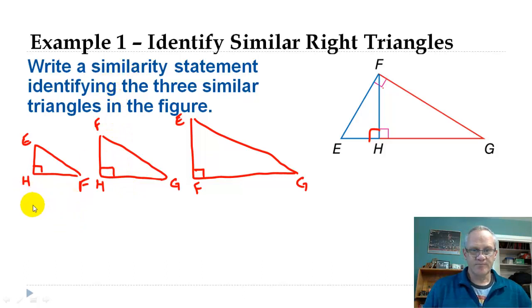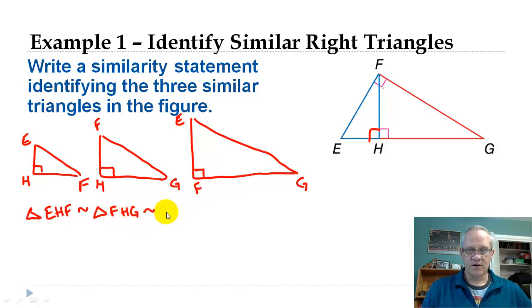It says write a similarity statement. Okay, so on this first one, I'm going to say triangle EHF is similar to what? Triangle. If I went EHF, I'd just go FHG. And then on the third one, EFG. I just go in the same order. That's supposed to be a triangle, by the way. That's my similarity statement.